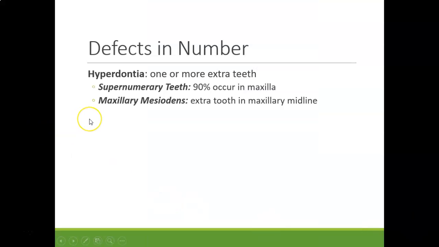So, defects in number of teeth continued. Hyperdontia would be the opposite of hypodontia: one or more extra teeth. We also call that supernumerary teeth, or if it's in the maxilla between the central incisors at the midline, we call it maxillary mesiodens, which is an extra tooth in the maxillary midline. But you'll hear that most commonly, if you see extra teeth, they'll refer to them as supernumerary teeth. 90% occurs in the maxilla, but it can happen in the mandible as well.